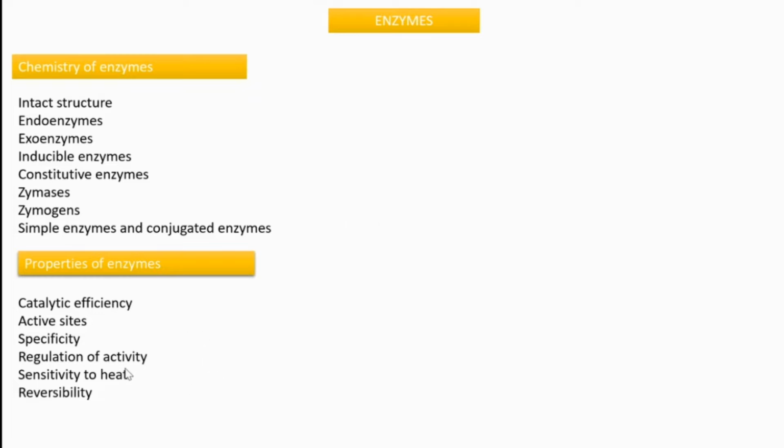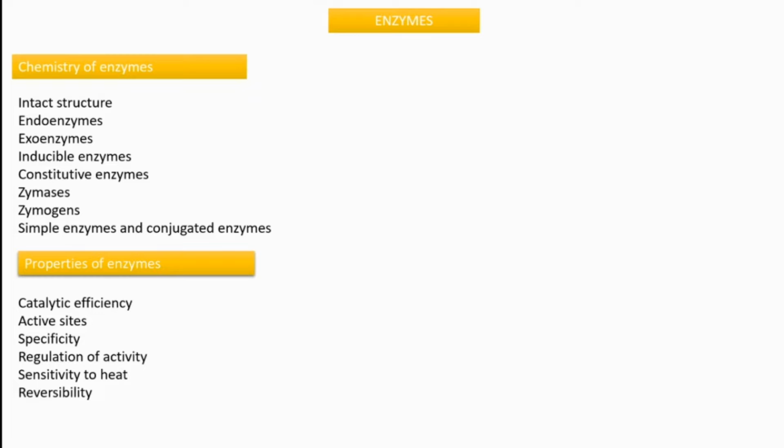Then regulation of activity. How can we regulate? A number of substances are present. They all can regulate the activity of the enzyme based upon the need of the cell by activating or inhibiting the enzyme. Example, phosphorylase can be activated by calcium ions.